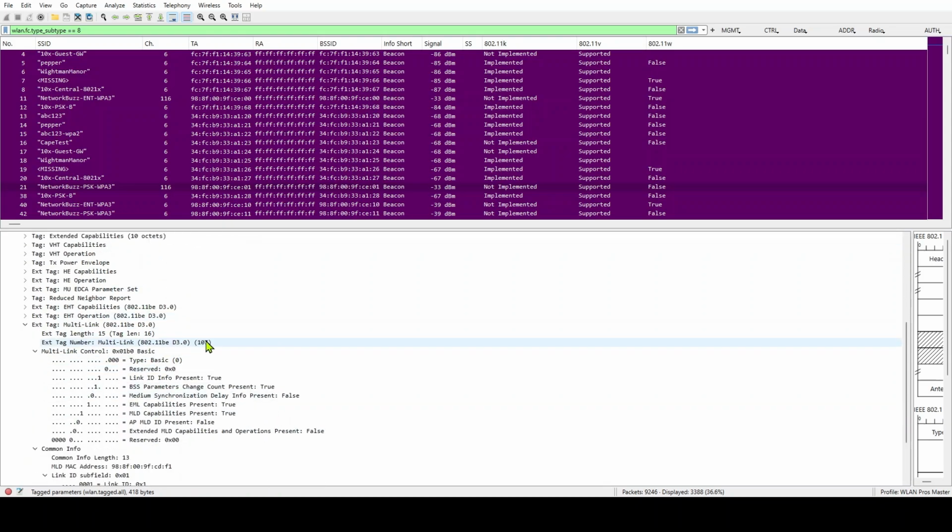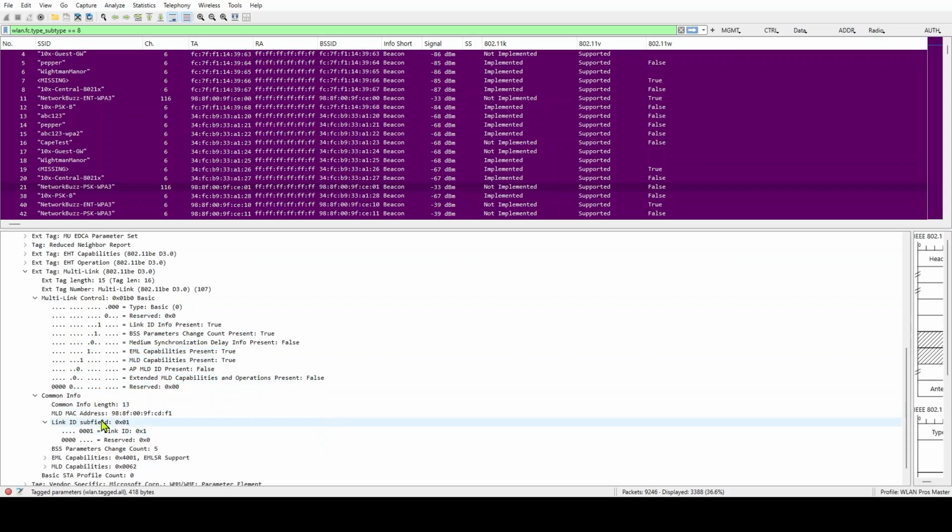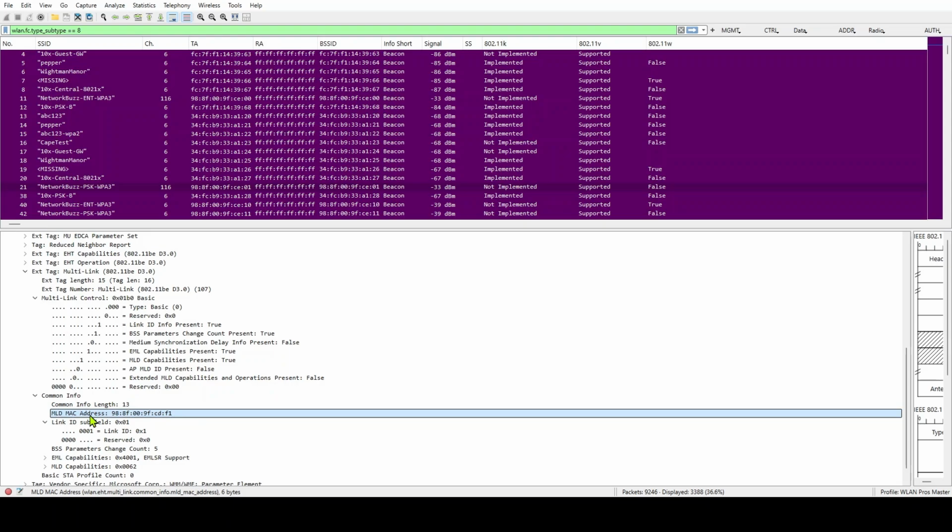Taking a closer look at this, it's telling us what operational modes it supports. It says it supports enhanced multi-link as well as multi-link device. The common info shows the MAC address that's going to be used throughout the rest of the management frames, which it defines as the multi-link device MAC address. In this case, this is the MAC address of the BSSID on the 6 gigahertz radio, but we'll see this referred to even when we're looking at some of the information from the other bands.